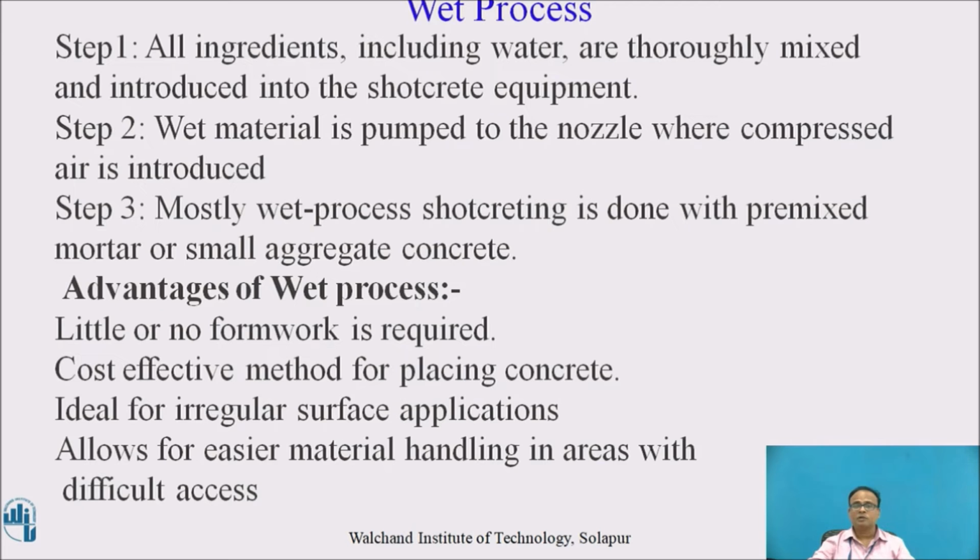Now what are the advantages of the wet process? Here little or no formwork is required. Then it is a cost effective method for placing the concrete, ideal for irregular surface applications, and allows for easier material handling in areas with difficult access. If there is less space available for repairing work, then it is easy to do the shotcreting or guniting by using the wet process.